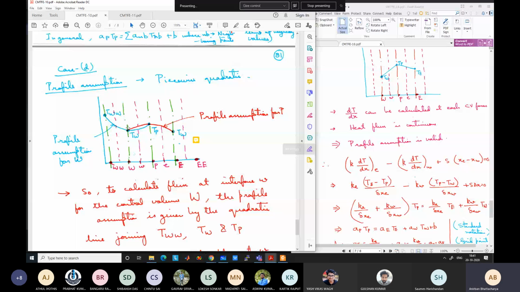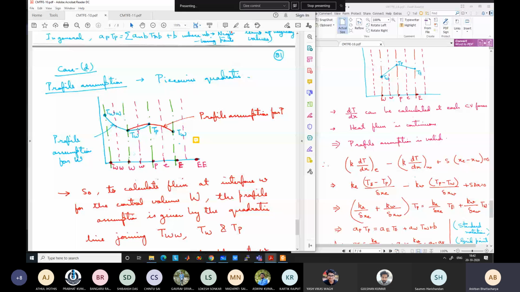Now the issue is that the heat flux that you are calculating for this interface based on the slope of the blue line may not match with the heat flux that you have calculated for the other control volume based on the slope of the red line. They will only match if the slope of the red line and the slope of the blue line are the same or equal at the interface w. Otherwise, we will have two heat flux values, one for the W control volume and one for the P control volume.